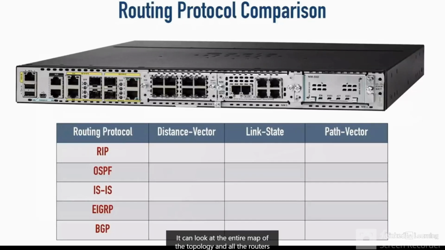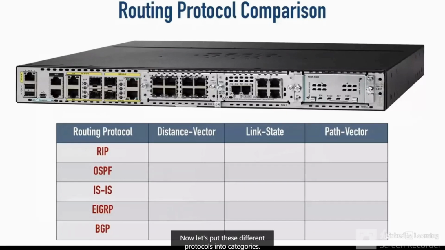It can look at the entire map of the topology, and all the routers within this area of the topology, they've got the same map, so they all agree on how to get from point A to point B. And a path vector, and we're going to see that only applies to BGP, a path vector is going to say, yes, here's the direction that you go, and no, we don't have a map of the entire topology, but we do know the path. We know the autonomous systems that we have to transit to get to the destination network.